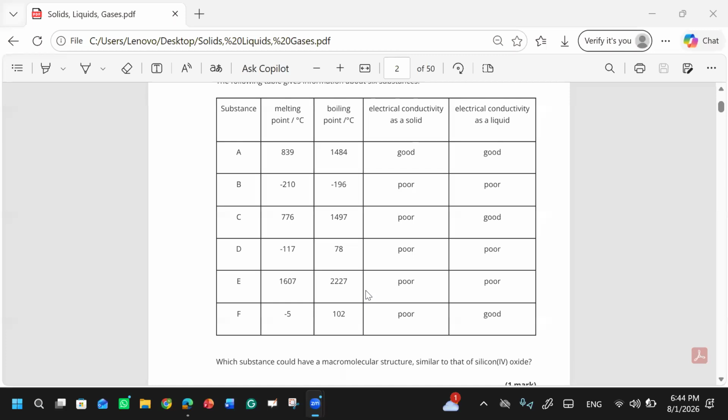Because it has a high melting point. What about conductivity? Conductivity in solids: it doesn't conduct in solid, but yes, it conducts in liquid form. Why is it conducting in liquid form? Because ionic compounds form ions in the liquid form, and the ions are what?